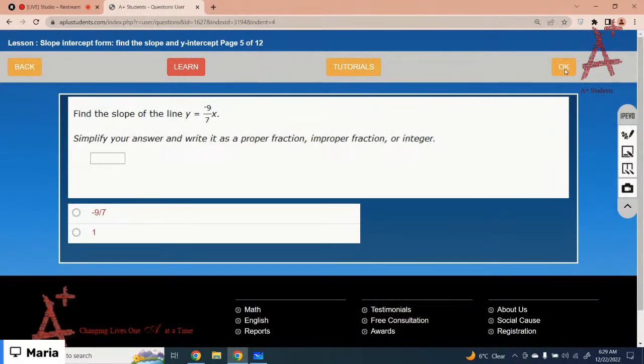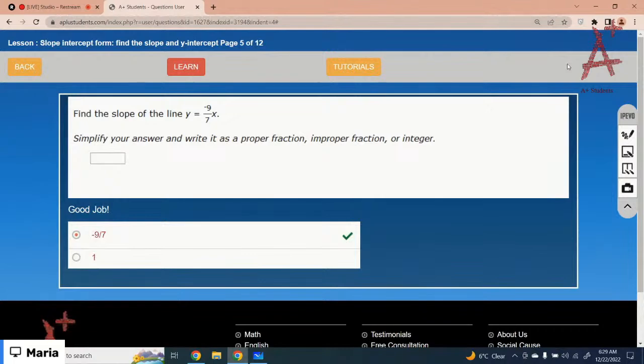Okay, find the slope of the equation y equals -9 over 7x. So what is the slope of this equation? In this case, the b is 0. Got it? You don't have b here. That means the y-intercept of the equation is 0. So the slope is -9 by 7. Got it? So just select the correct option, then click on the OK button.